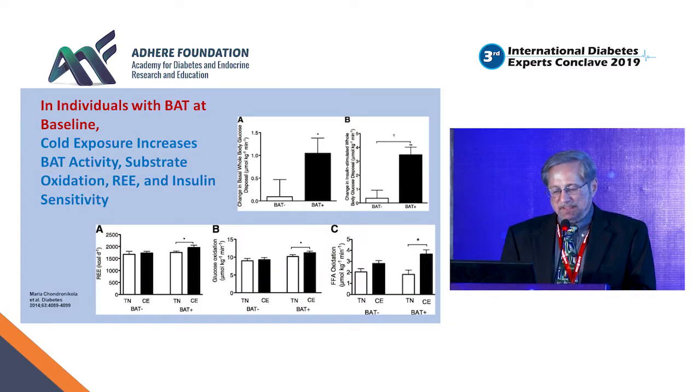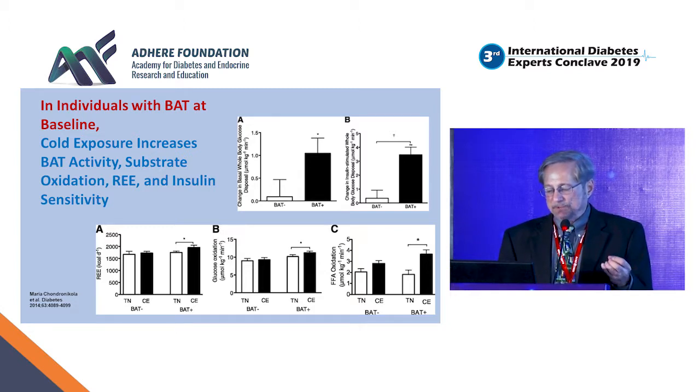The problem here is that, yes, cold exposure in humans does increase BAT activity, brown adipose tissue activity. We see on the top graphs that it improves basal whole body glucose disposal with clamps under basal conditions, and also glucose disposal under insulin stimulated conditions. So it increases insulin sensitivity. Across the bottom, it leads to an increase in energy expenditure, glucose oxidation, and fat oxidation.